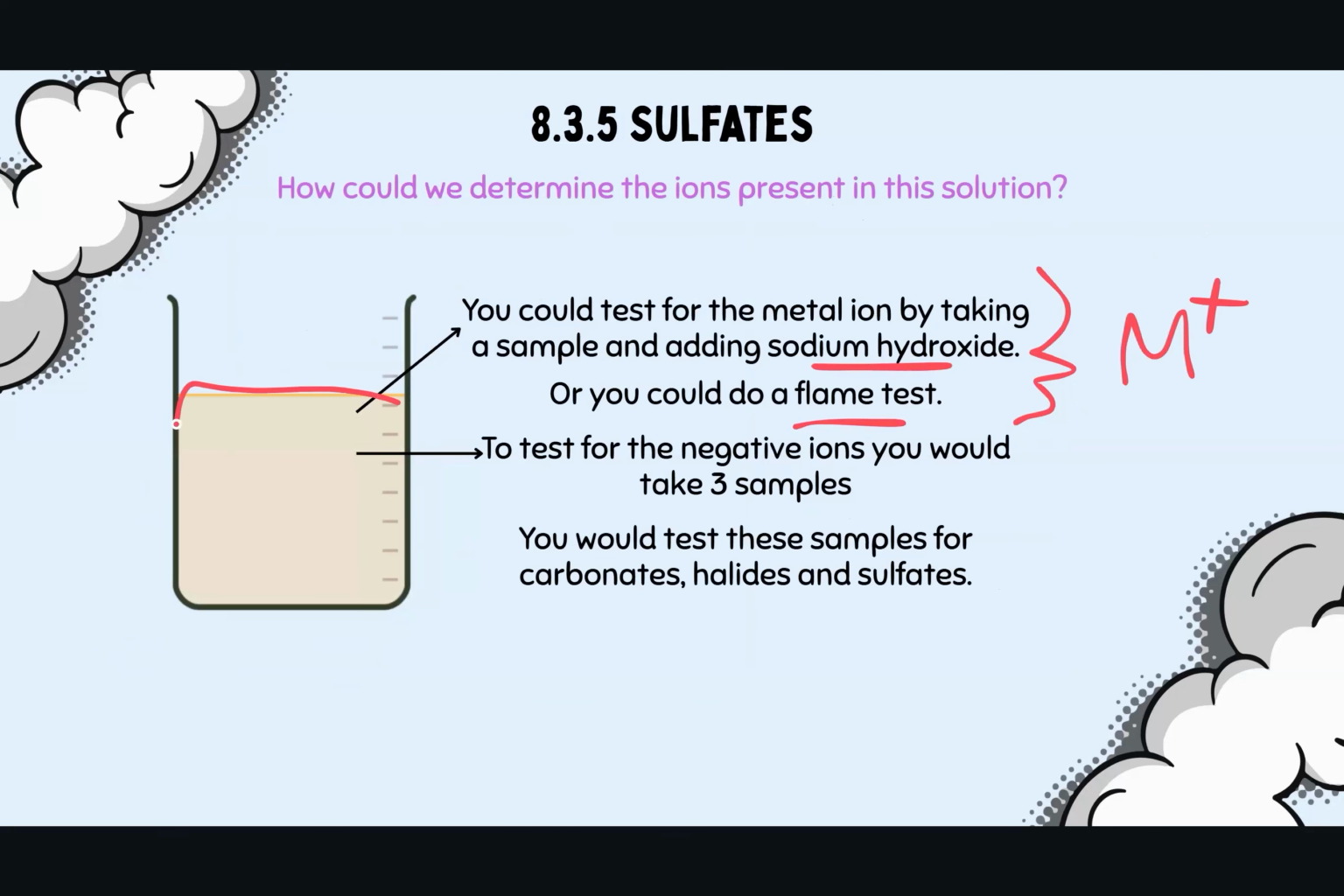So that solution is put through 5 tests. You add sodium hydroxide to it to find out if it's got a metal ion. You can do a flame test to check for a metal ion. Then you do 3 tests for carbonates, halides, and sulfates. So these 5 tests need to be memorized, and the outcomes, the positive results, need to be memorized as well.